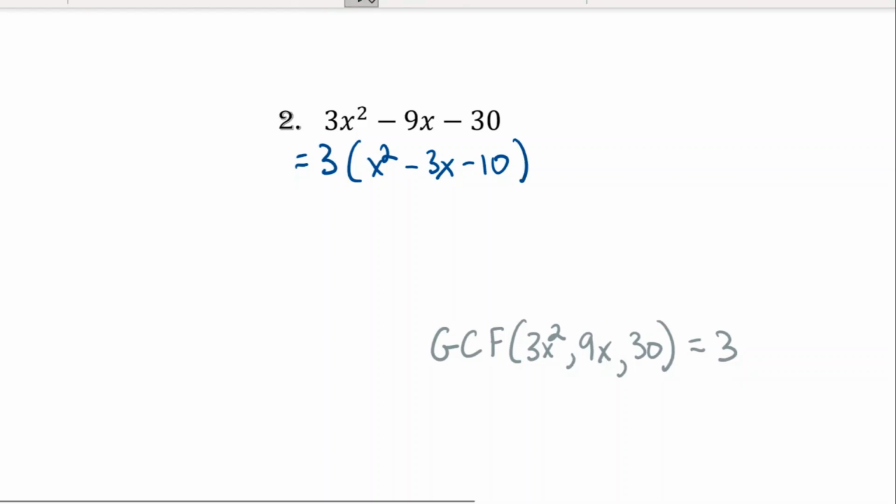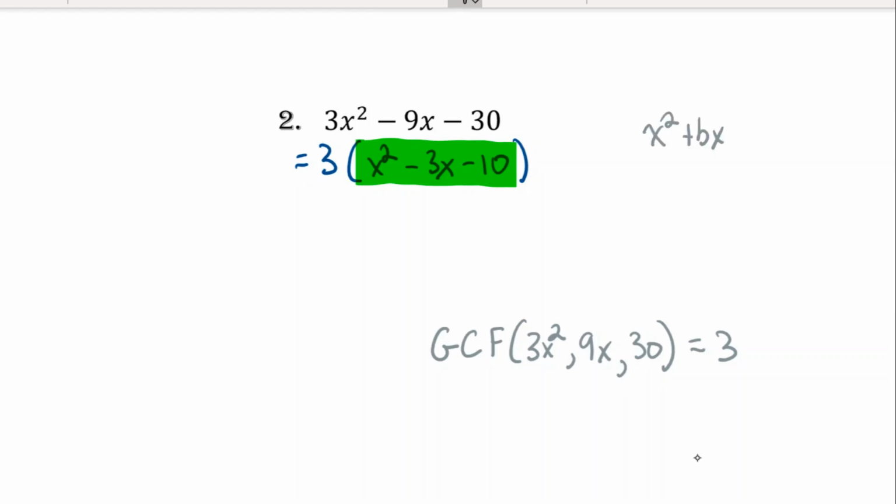All right, now I'm going to focus on this. What's left over is the one that's of the form x squared plus bx plus c. So I'm going to follow the technique I just used above. So I need to look at what adds up to be my middle term, which is negative 3, and will multiply to be my last term. Okay, if you're having some trouble, think about the factors of your last term.